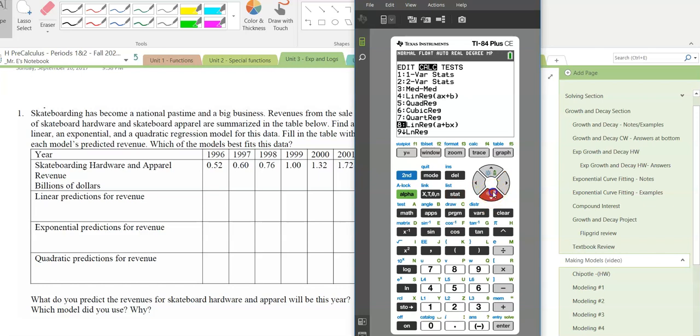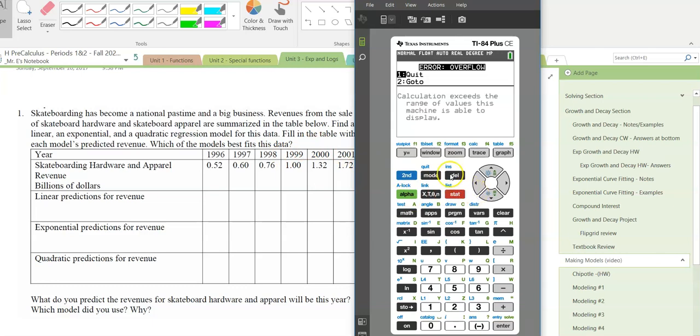So I'll go back to Stat, go over to Calculate, and I'm going to scroll down until I see exponential regression, letter 0, number 0. And again, make sure your X list and your Y list are list 1 and list 2. And then we can go down and do calculate. Got an overflow error. Now this happened because an exponential equation really does not like 1996, 1997, 1998. That's too big of a number. So I'm going to fix that. I should have done that in the first place.